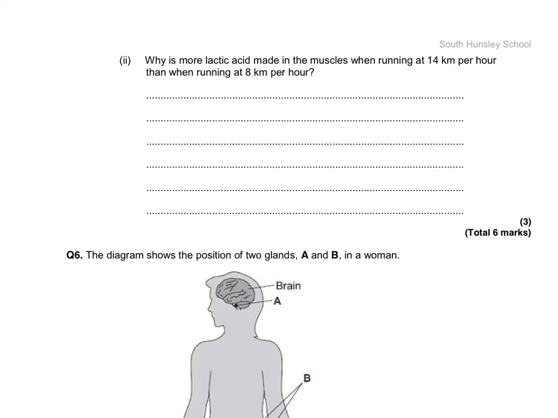This next question asks you why is there more lactic acid made in the muscles when running at 14 kilometers per hour rather than running at 8 kilometers per hour. It's a 3-mark question, so you need to write 3 points. Your first point is that if the person is running faster, they're going to require more energy. Unfortunately, oxygen can't be supplied to the muscles quick enough. That's your second mark. And for your third mark, you had to say if the muscles are not getting enough oxygen, they would then start to carry out anaerobic respiration. And as we saw from the equation earlier in the question, anaerobic respiration produces lactic acid.